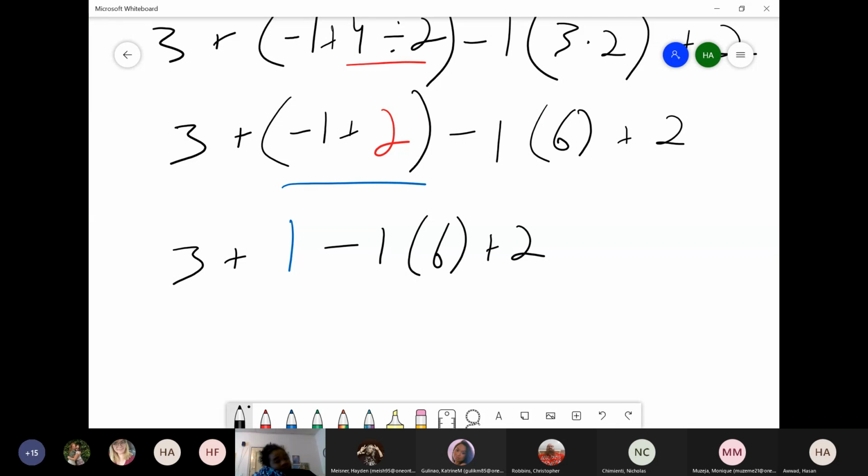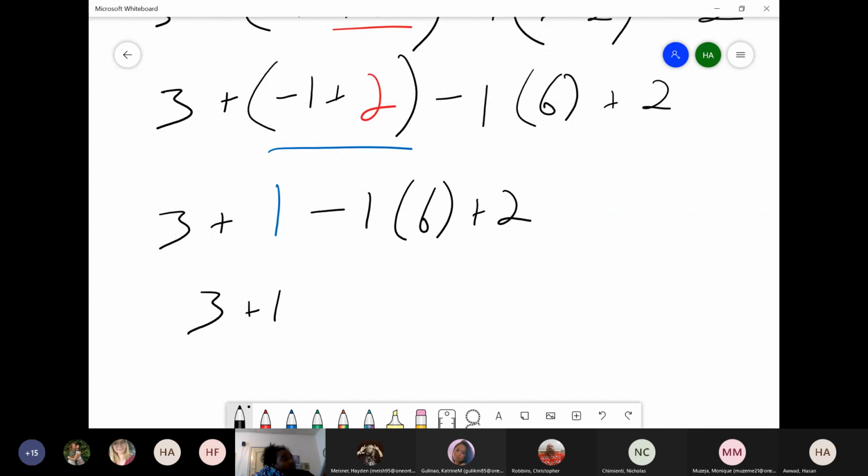We see that the other operations are addition and subtraction, right? So we're not going to mess with addition and subtraction until we get through the multiplication. So getting through the multiplication, we have 3 plus 1. Again, I'm not touching those numbers. Those are just dropping down. Then we have the -1 times the 6, which gives us -6.